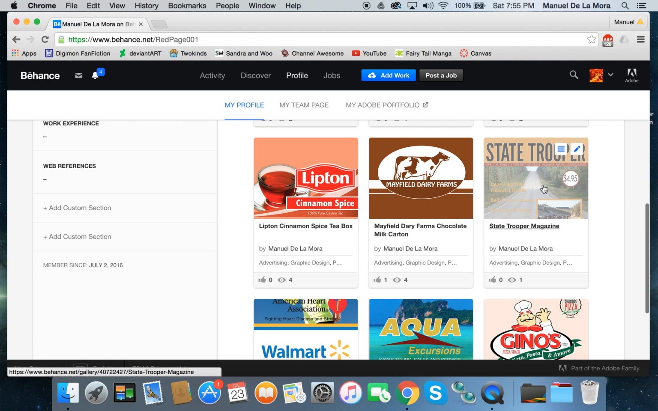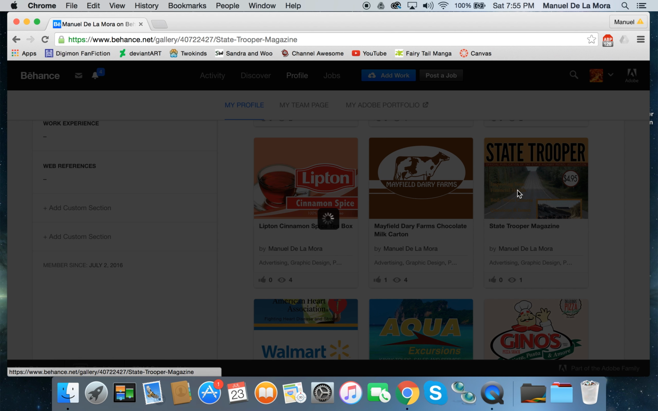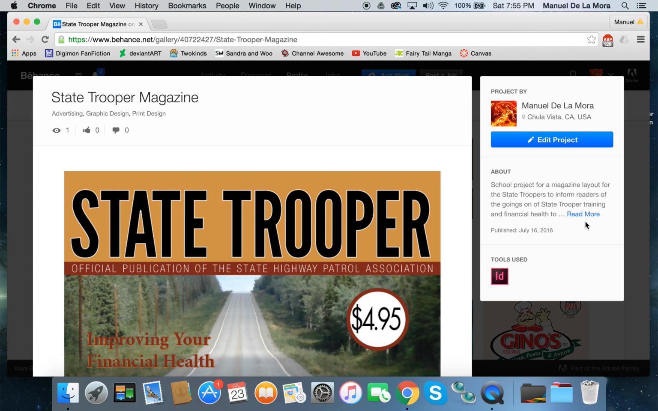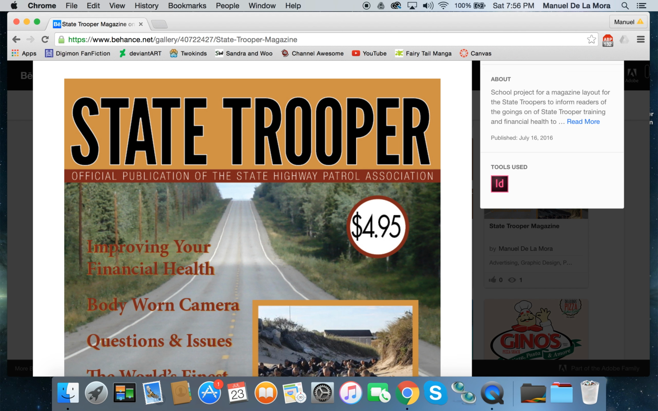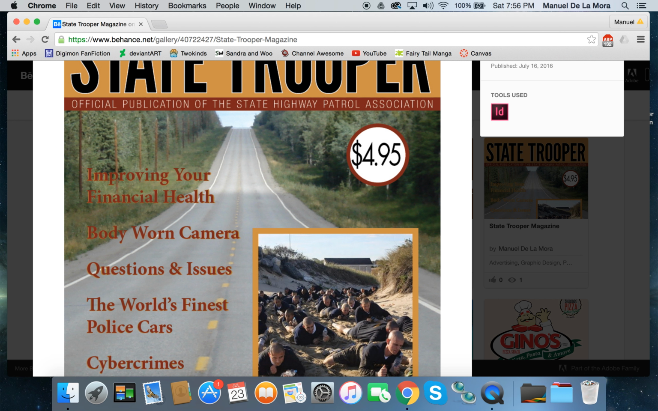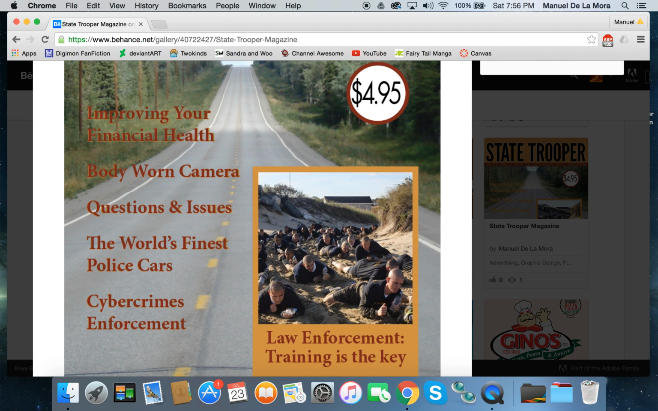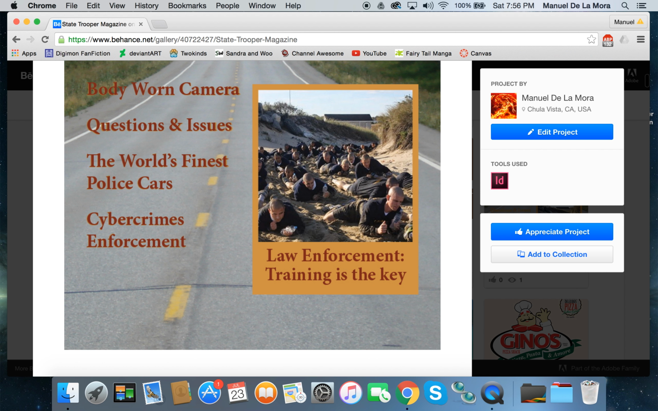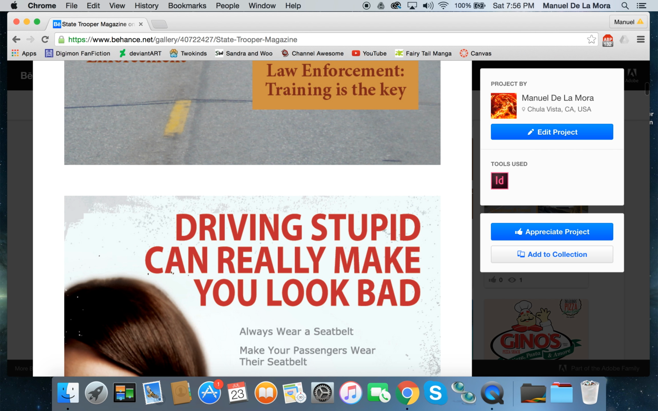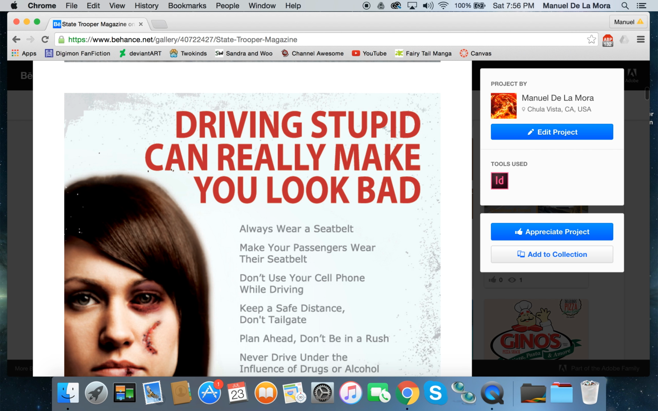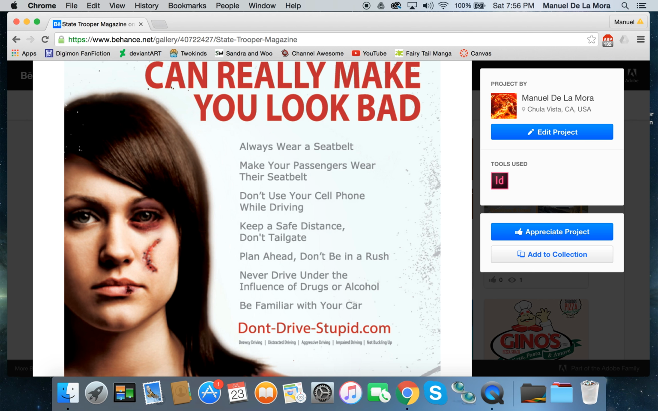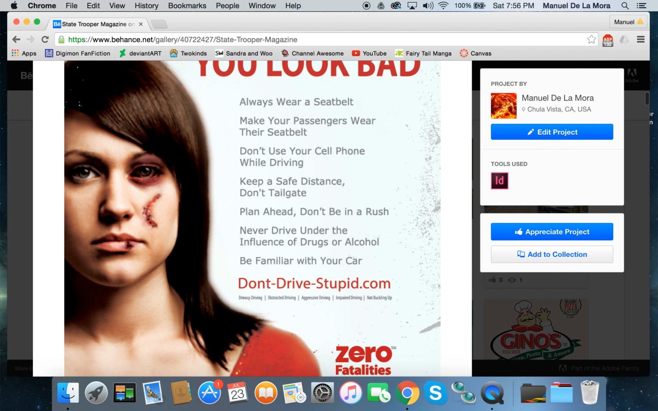Next up, we have a magazine design here. This is for the State Trooper Highway Patrol Police. And again, you see I am incorporating the red and the orange from the logo. And you can also see that throughout the magazine, I will have incorporated full-page designs to act as advertisements.